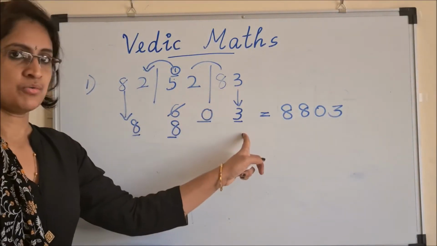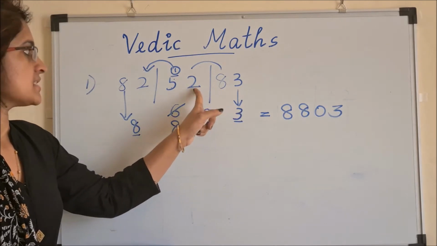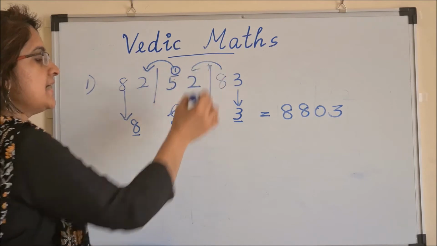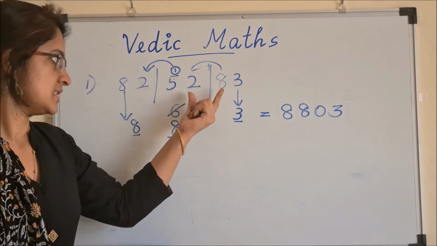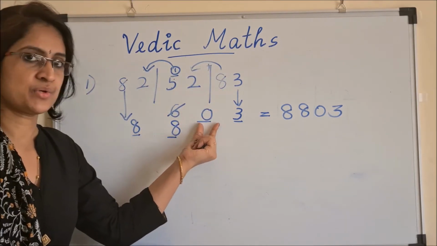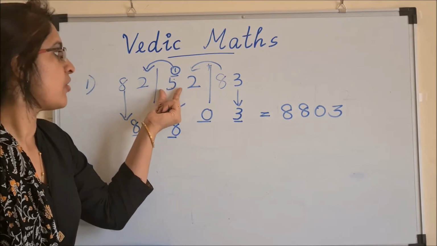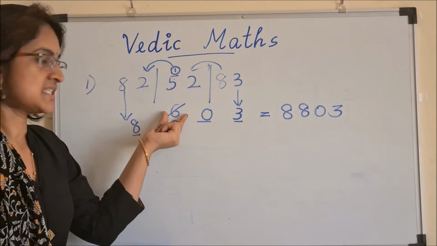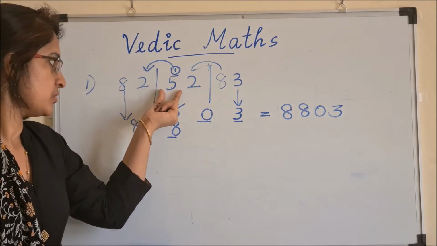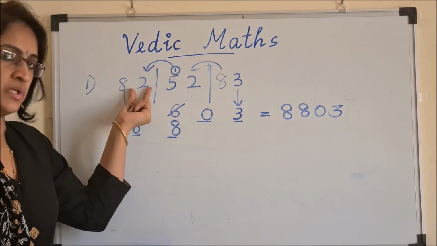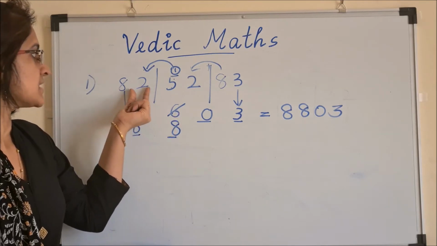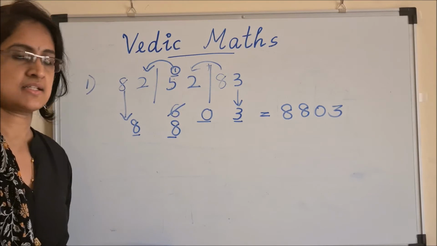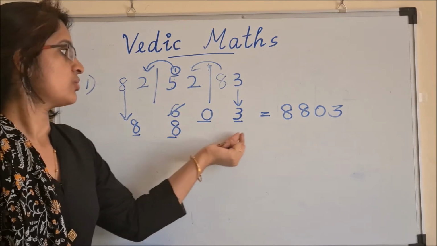This 3 will come down here. 8 plus 2, 10. This 10 we will write only 0 here and 1 will be carried forward to this digit. So this digit itself will become 6. But again you have to add this with 2 here. So this 6 plus 2 will become 8 and this 8 will come down like that. So it will be 8803.